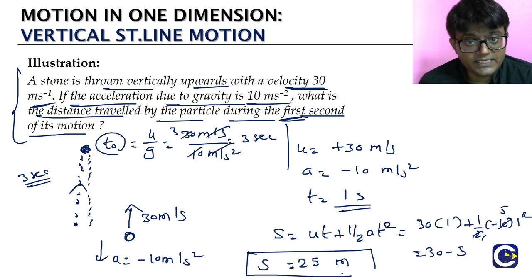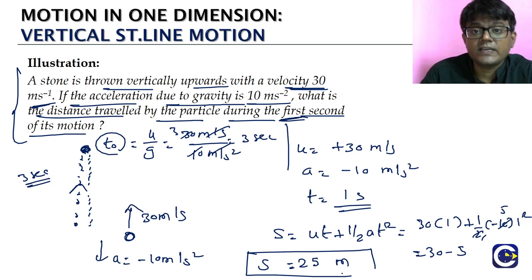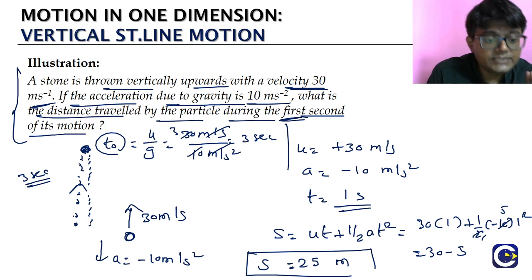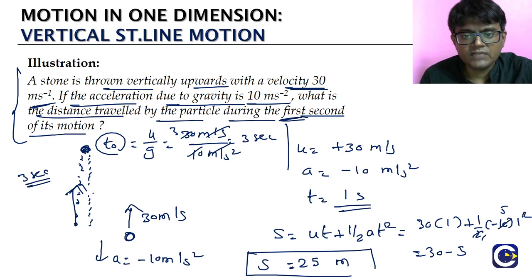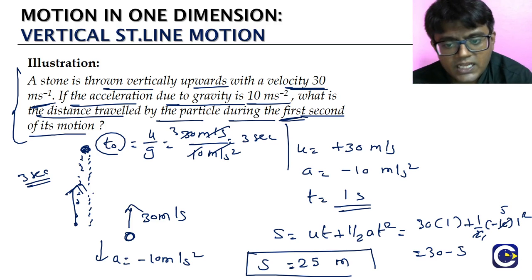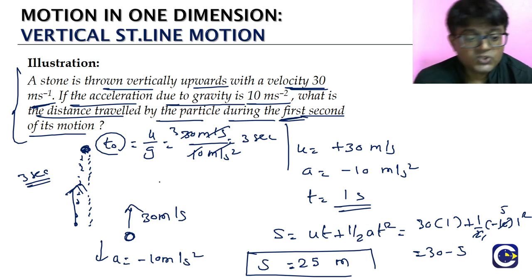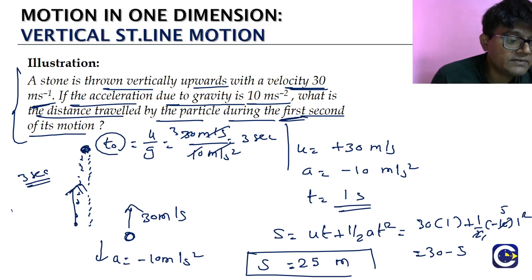So this is the displacement. Remember, from the equations of motion, we will always get the displacement. S is representing displacement. But since it is just going up in a vertical straight line without changing direction, because change of direction happens at t equal to 3 seconds, in that first second of the journey there is no change in direction. So the distance covered also will be 25 meters.